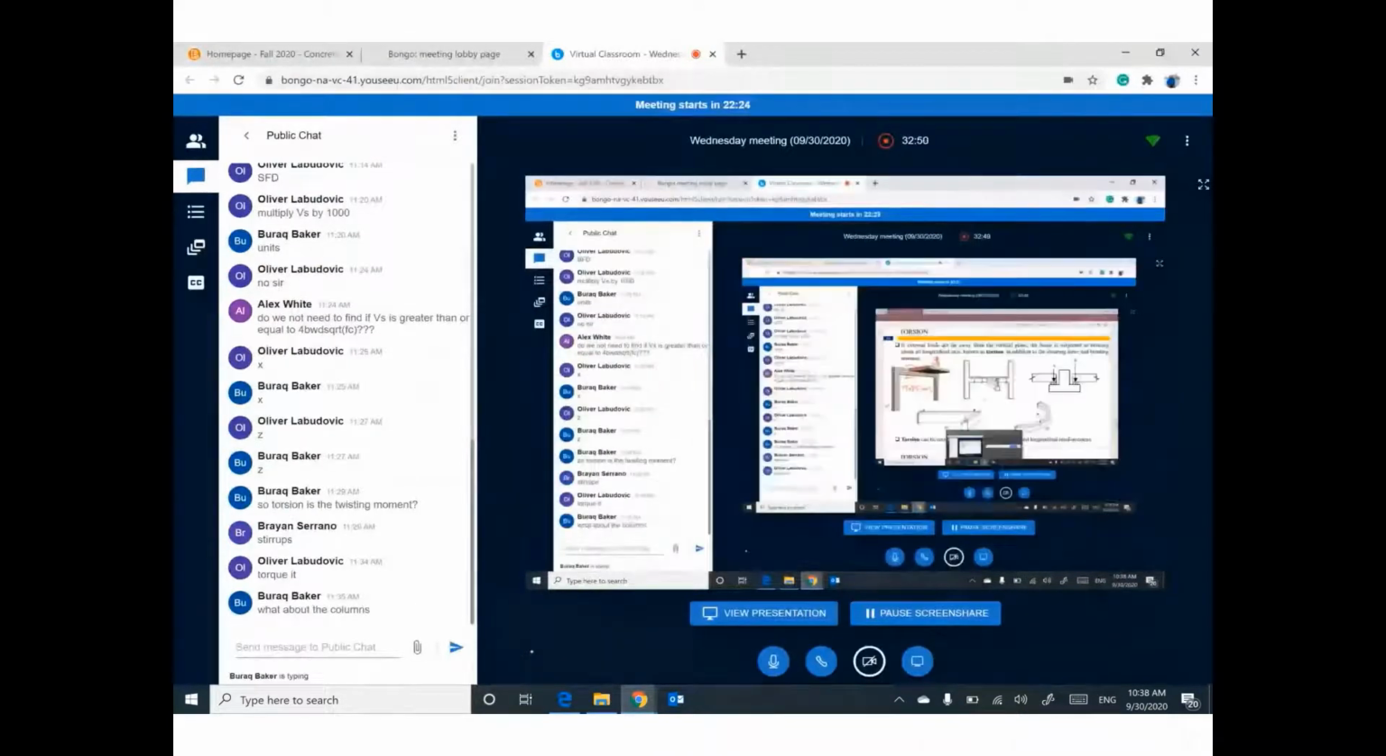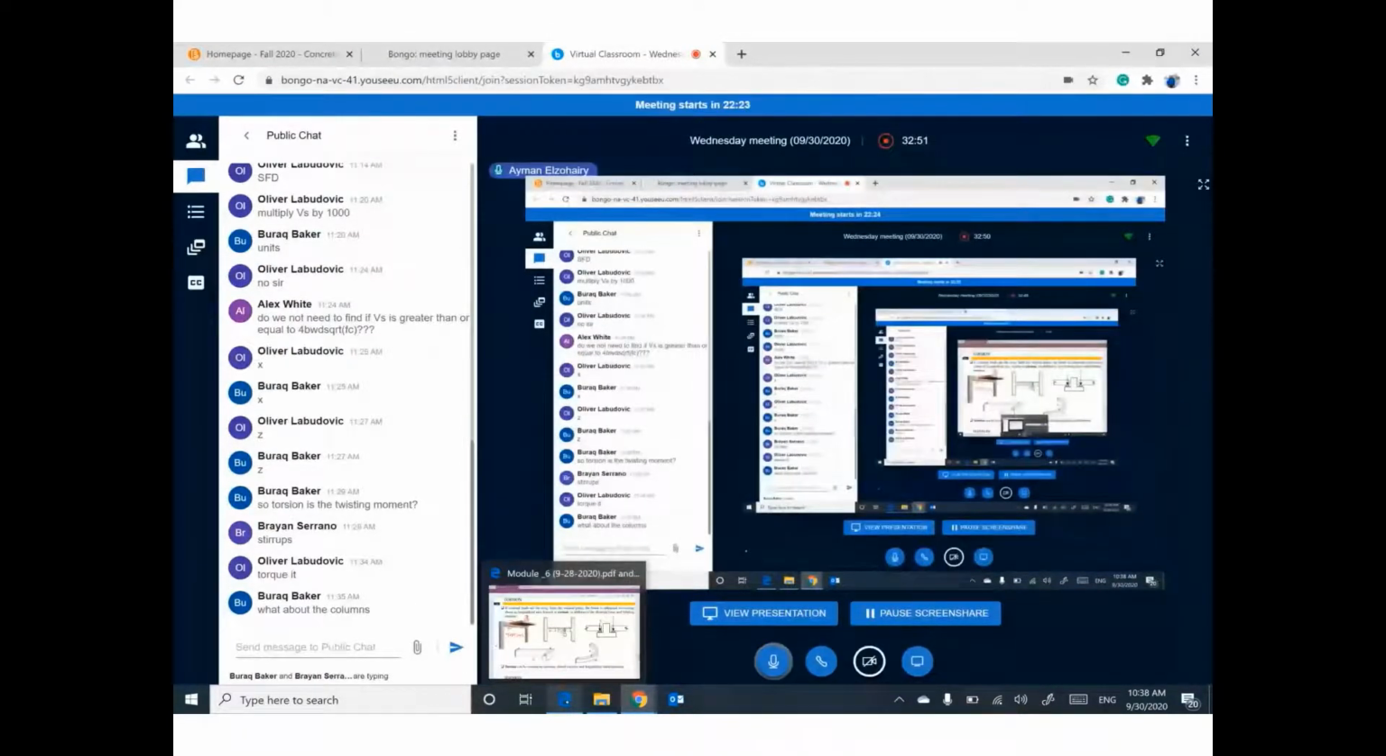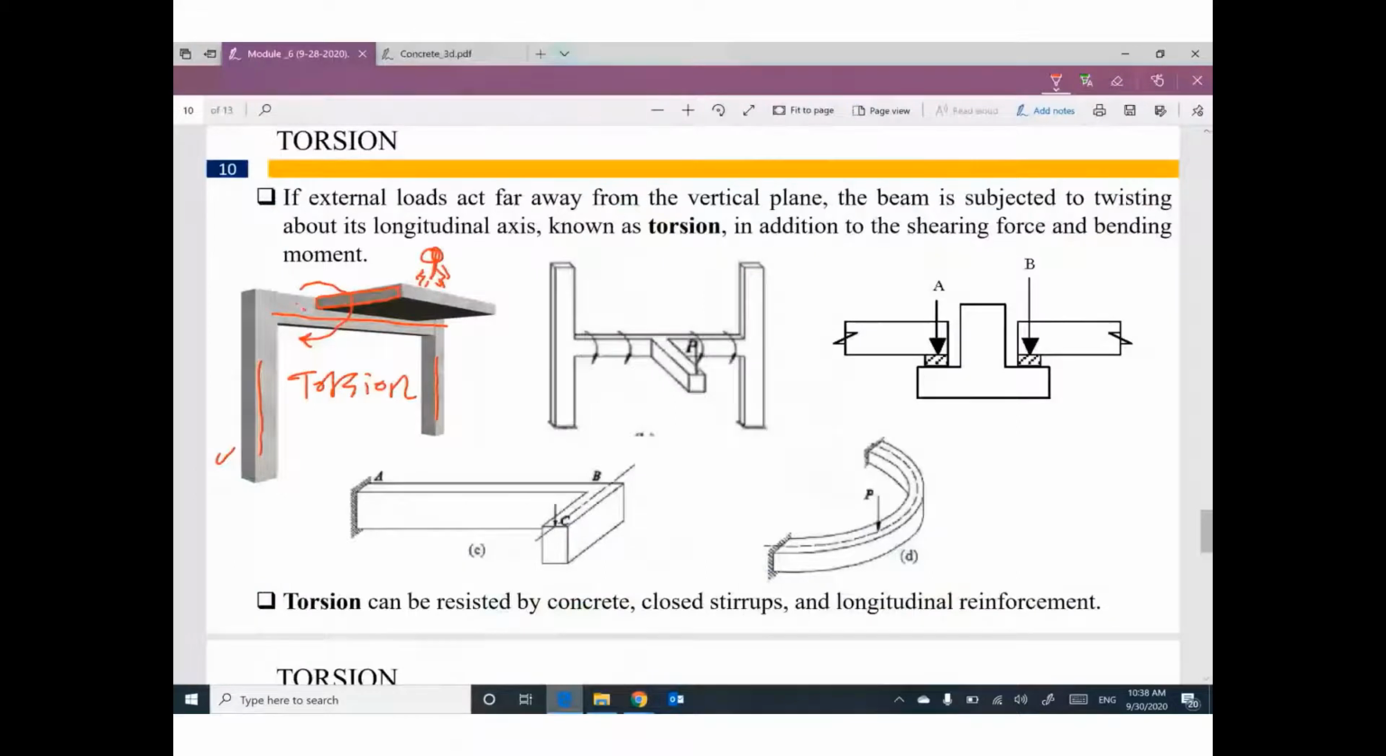I don't care about the column right now. The column will be covered next week. I don't care about the column because the column will be under the effect of a moment. We will talk about it next week. Many different situations for columns will be covered. Don't worry.